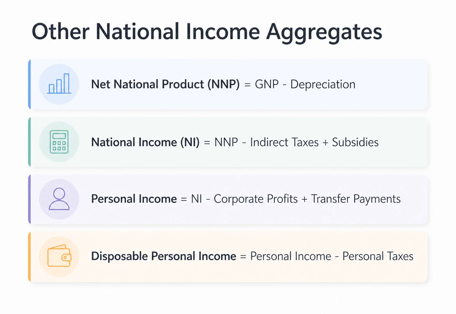GDP is not the only metric we use. If we take gross national product and subtract depreciation, we get net national product. From there, adjusting for taxes and subsidies gives us national income. We can keep drilling down. Personal income looks at what households actually receive, and disposable personal income is what is left over after paying personal taxes. This is the money people actually have available to spend or save.